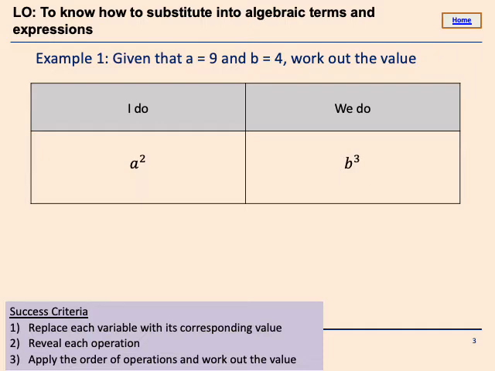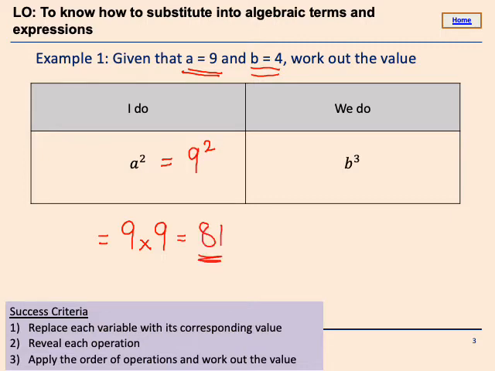Get my pen now. So today we're looking at substitution. So we're given here that A is 9 and B is 4. So we need to work out the values of the following. So all we have to do is substitute in our value. So if A is 9, then that's going to be equal to 9 squared. We know that 9 squared, or 9 to the power of 2, means 9 times by itself. And we know that gives us 81.